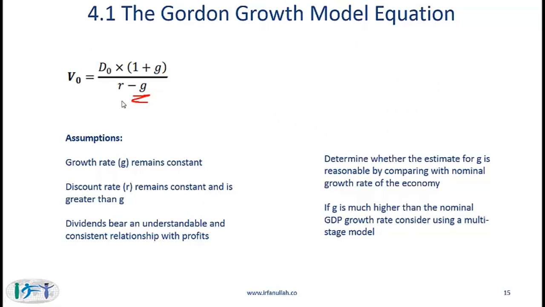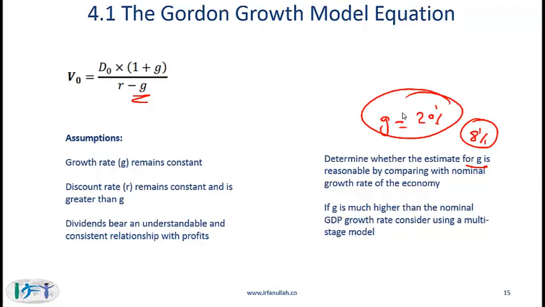When you use a particular number for G, you need to determine whether the estimate for G is reasonable by comparing this number G with the nominal growth rate of the economy. So if you come up with G equal to 20%, and your economy grows on average at, let's say, 8%, this is the nominal growth rate, then there is a possible issue. It is not reasonable to expect that your company will grow at 20% in the long run, given that the economy is only growing at 8%. So you reevaluate this 20% number.